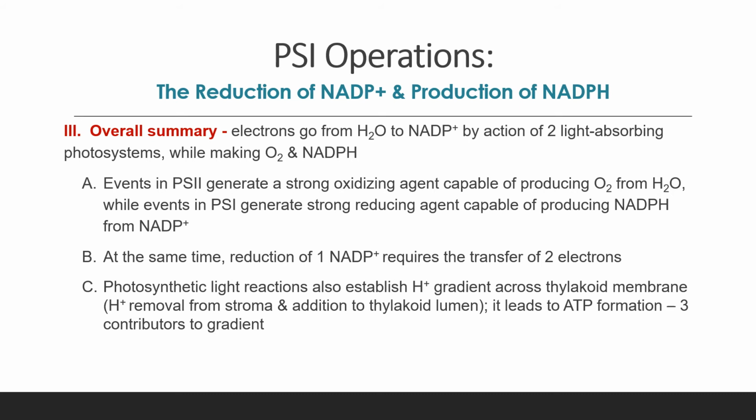At the same time, reduction of one NADP requires the transfer of two electrons, and photosynthetic light reactions also establish a proton gradient across the thylakoid membrane, which is the hydrogen removal from the stroma in addition to the thylakoid lumen. And then it leads to ATP formation, and these are actually the three contributors of the gradient. For the summary of the light-dependent reactions, you could find it in your book on page 212. Okay?